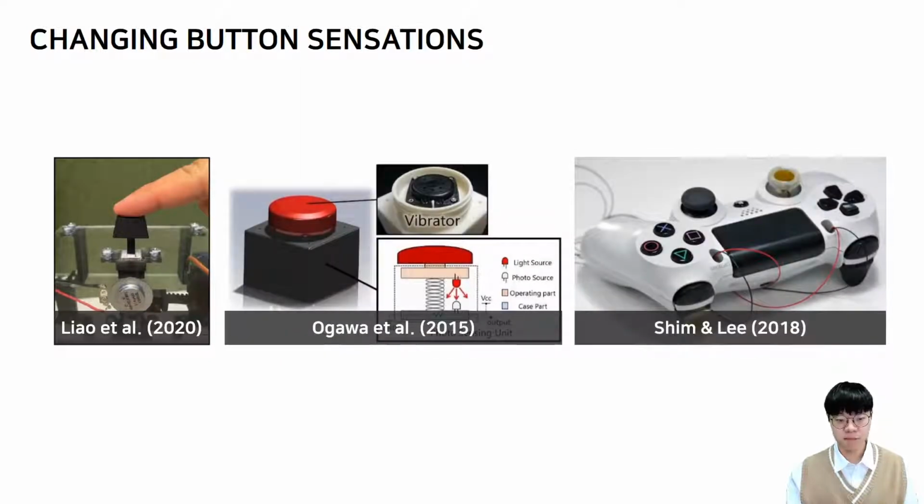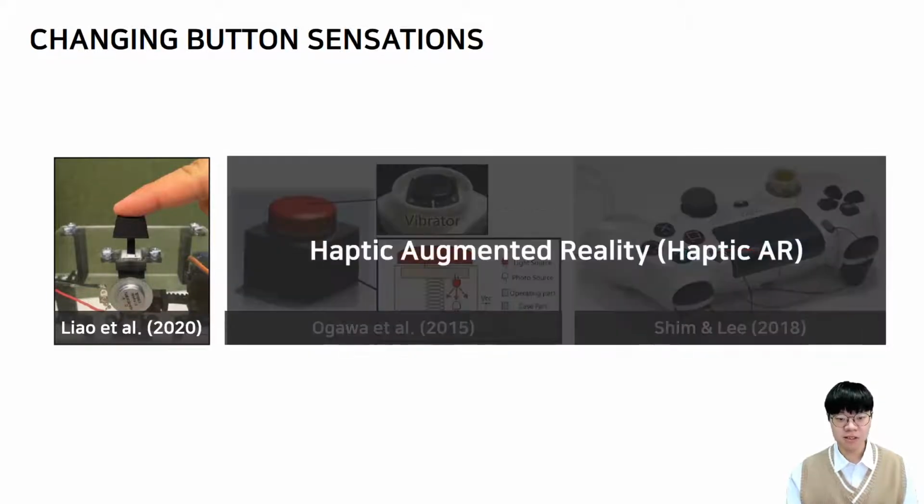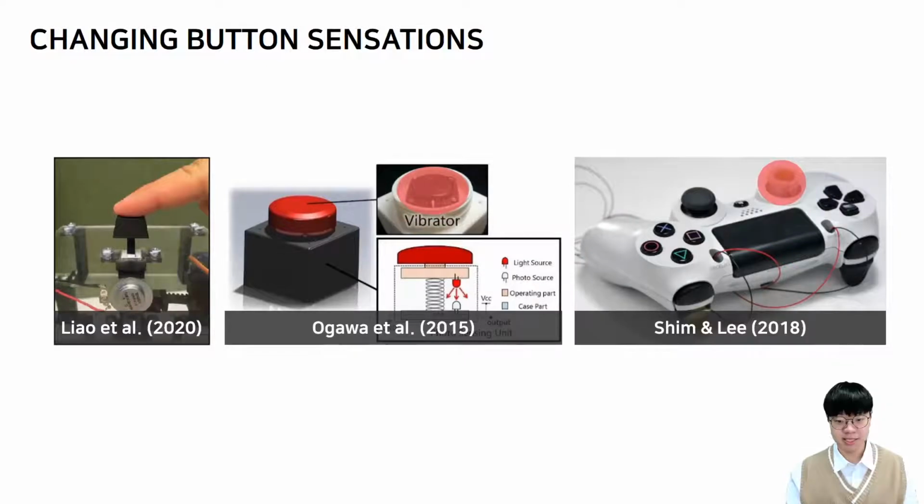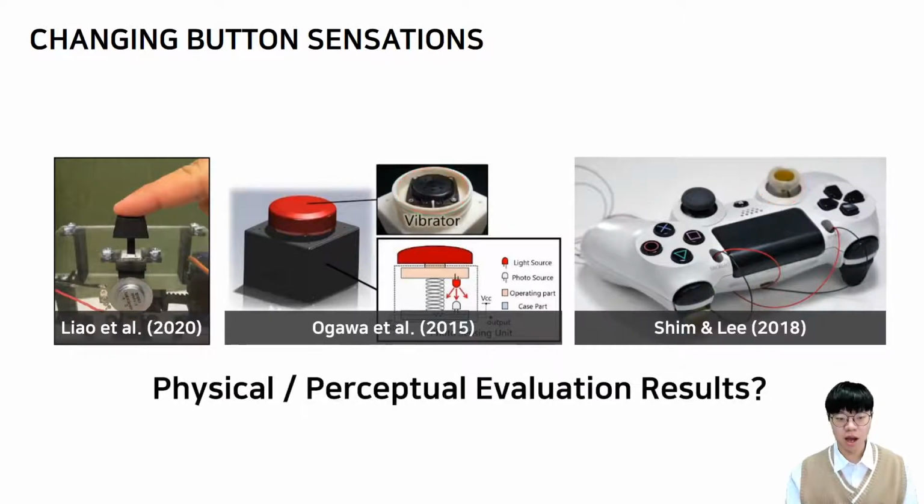There is also another approach, which augments the feel of a physical button by adding a vibration based on haptic augmented reality. Here, haptic augmented reality presents mixed sensations combining both real haptic sensation and additional artificial haptic fields, and its concept is similar to visual AR. When the user operates the physical button, the user feels the original force response as well as an overlaid vibration based on this concept. However, none of the work reported physical or perceptual evaluation results on the augmentation.